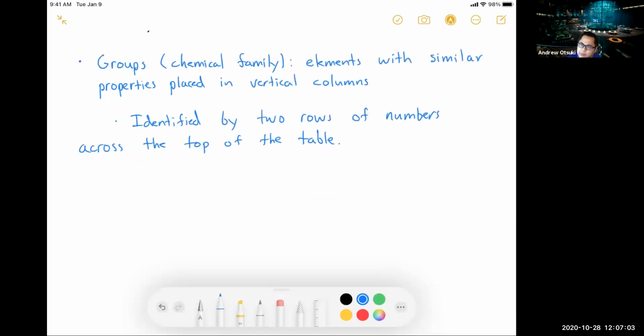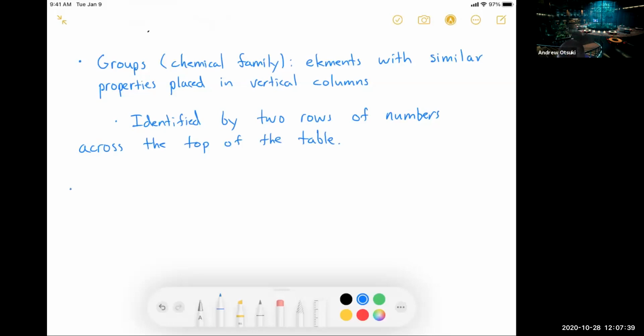The periodic table I give you will have these numbers, so you don't need to memorize the numbers. Just know that when I ask you a question about a group, like group 6, you can find group 6 on the periodic table, and I should be able to give you these numbers so you know where to find them. I'm not going to have you memorize those group numbers or the two rows of numbers. All right.